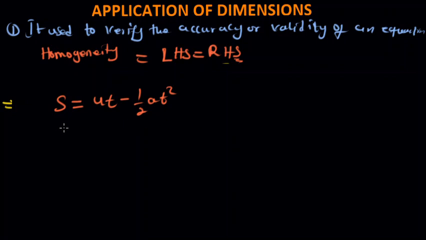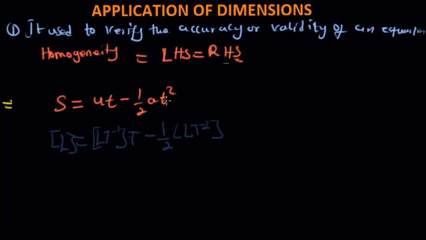Now let's use our dimensions. For s, the dimension is L. So this will be equal to the dimension for velocity, which is LT^-1, we can put it in a square bracket for now, and then we have t, positive T, minus 1 on 2, the dimension for acceleration is LT^-2. Then we have the dimension for t, because it has a square, we square it.